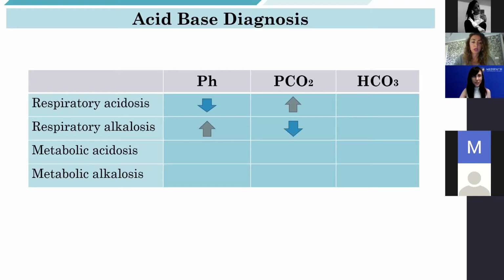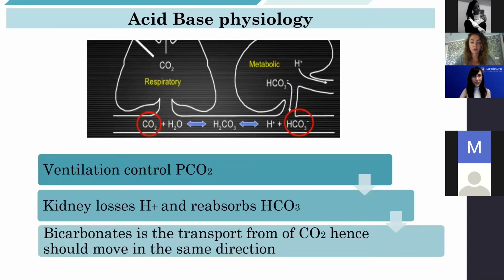When you're looking at the metabolic acidosis, acidosis shows that pH is decreased and the bicarbonates in this disturbance are decreased as well. And the last one is the metabolic alkalosis, when you have increased pH and the bicarbonates are also increased. In the next slide, I will show you how this is connected with how respiratory and metabolic problems are handled.